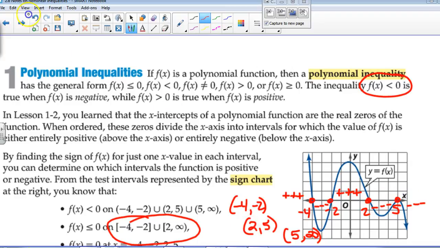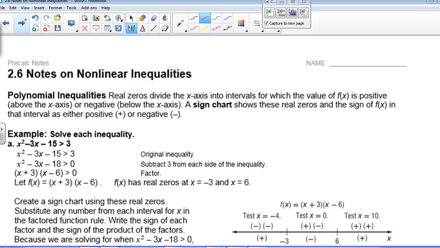All right, so we're going to try this out with a couple questions on the homework. This is on your notes, the top of the worksheet. Notice it is not compared to 0. We want to make it compared to 0 if at all possible. So we're going to make it say x squared minus 3x, subtract that 3 over there, and it'll be minus 18 is greater than 0. Everybody see what I did?